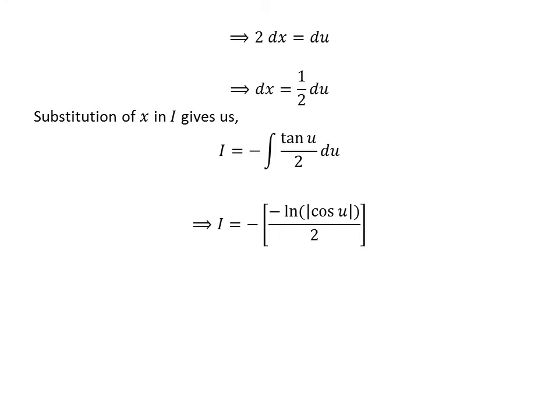How to find the antiderivative of tangent has been explained in the video appearing in the upper right corner of this video. The URL of the same video has been given in the description section as well. So I is equal to minus of half times minus natural log of absolute value of cosine of u. As minus of minus is plus, so I is equal to half times natural log of absolute value of cosine of u.